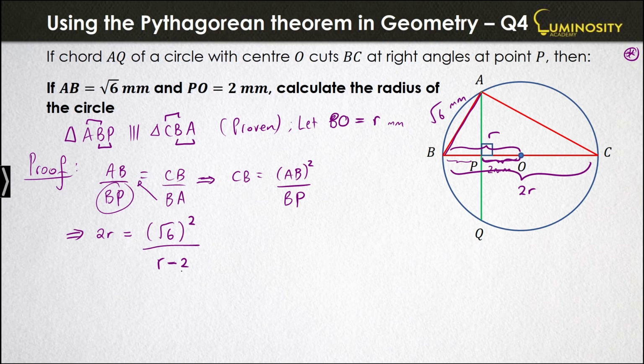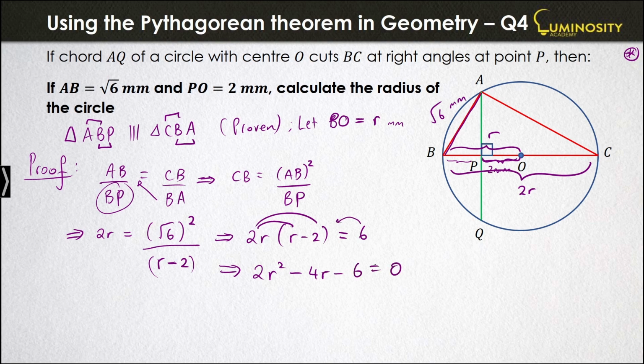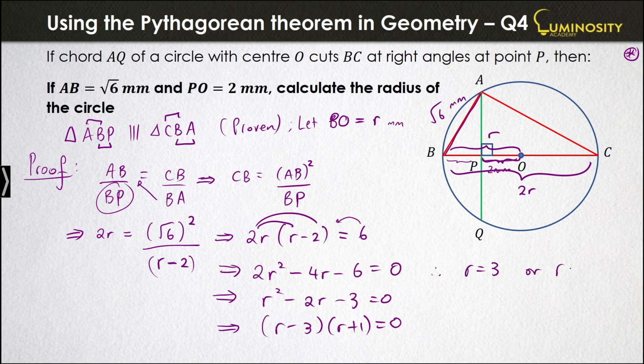Now I've got an equation in R that I can solve. I'm going to multiply both sides by R minus 2. On the left-hand side is 2R times R minus 2, equals the numerator, where the square root of 6 all squared is just 6. If I distribute that out, I get 2R squared minus 4R, and if I subtract the 6 from both sides, I get minus 6 equals 0. Then carefully dividing by 2, I get R squared minus 2R minus 3 equals 0. I can factorize that as R minus 3 times R plus 1 equals 0. So I get two solutions, R equals 3 or R equals negative 1.